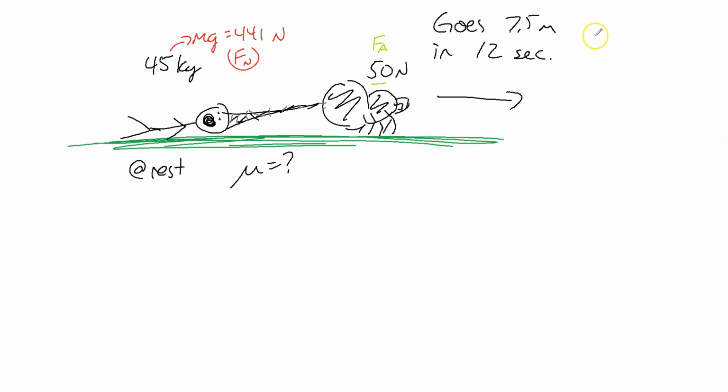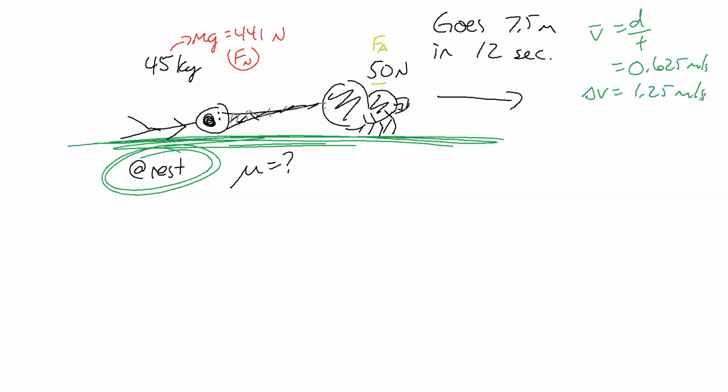Distance and time, of course, give me speed. More specifically, they give me average speed. So if I do 7.5 divided by 12, I get an average speed of 0.625 meters per second. And since he started at rest, if the average speed was 0.625, that tells me my change in v must be 1.25 meters per second. He started at 0, went up to 1.25, so the average is 0.625. So I had to double it, since it started at 0. All right, so I got my delta v.